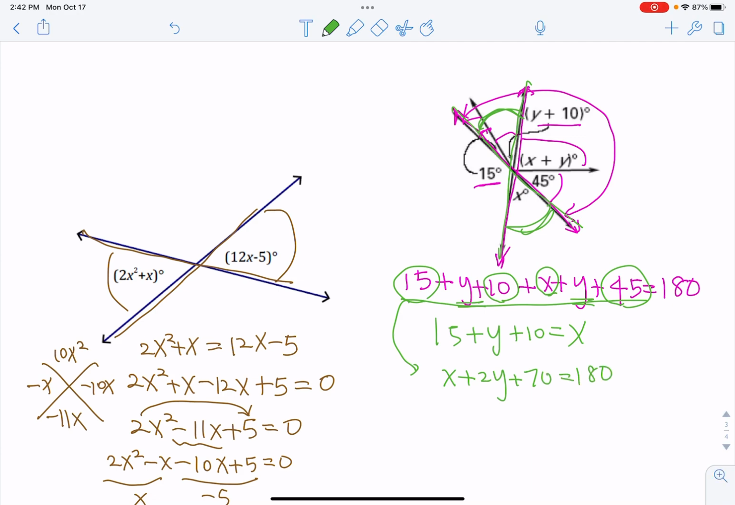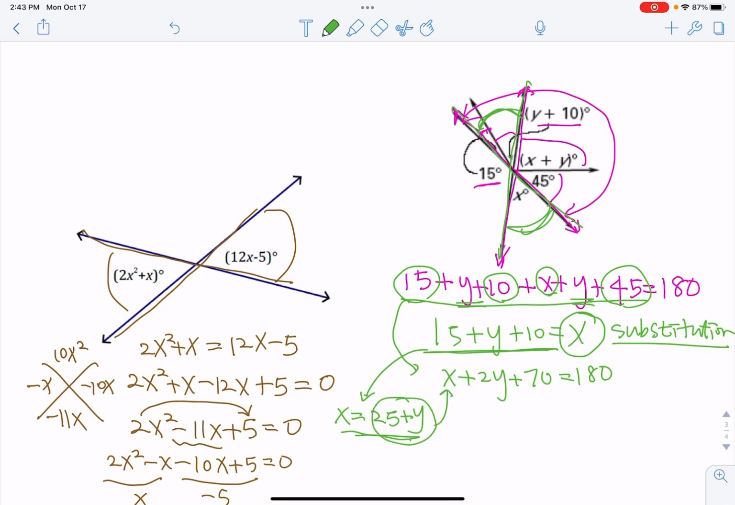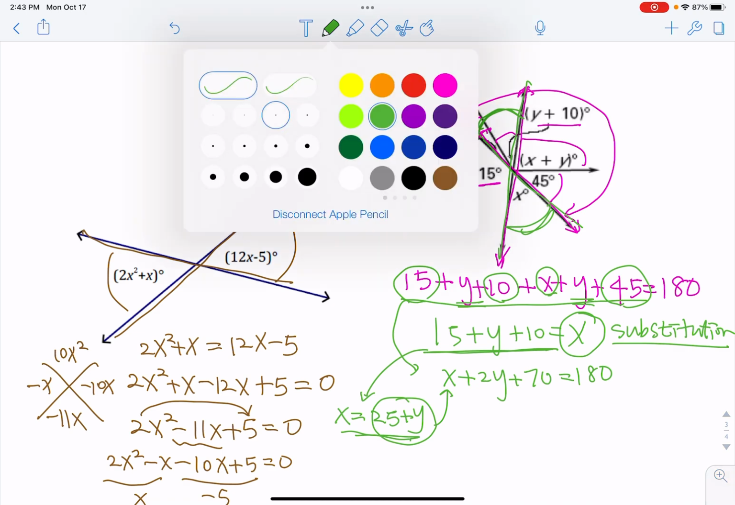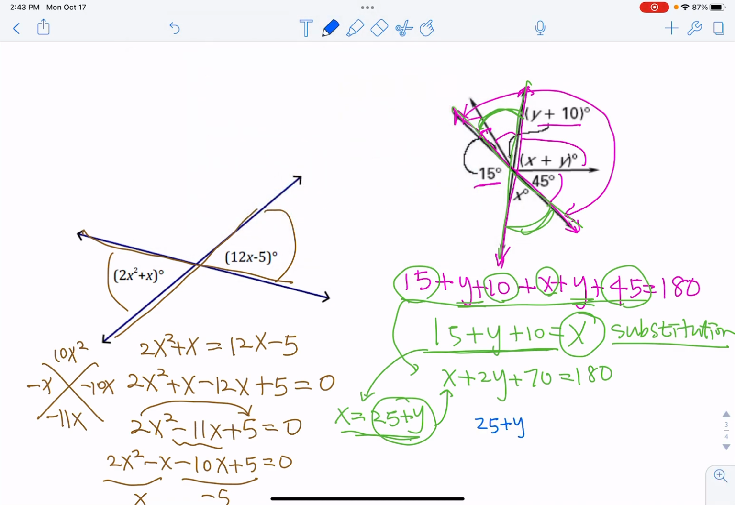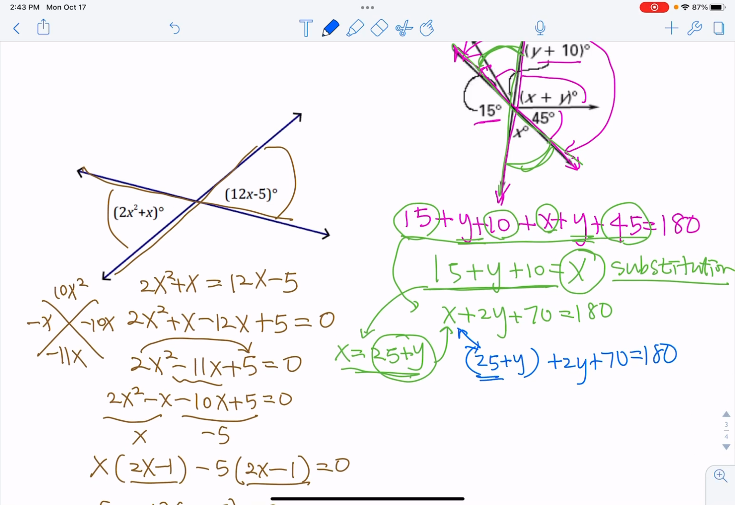And I can use substitution with the system of equations method. Since x equal to this, if I rewrite this one, x equal to 25 plus y, I can substitute this 25 plus y value into the x in the other equation. So 25 plus y replaced here, plus 2y plus 70 equal to 180. So you simplify 25 plus 70 and then y plus 2y. So you get 3y plus 95 equal to 180.